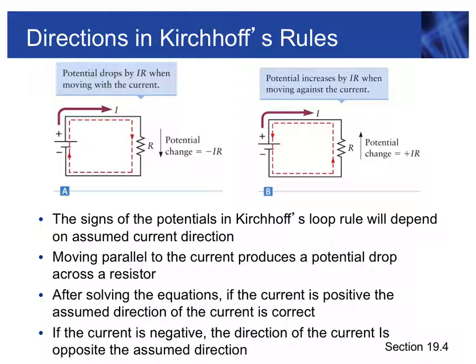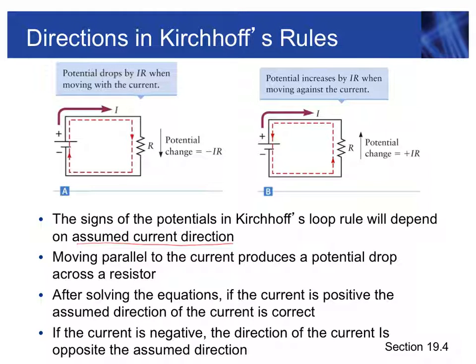Directions in Kirchhoff's rule. The sign of the potential in the Kirchhoff loop rule will depend on the assumed current direction. Assumed current direction, what does it mean? We assume that the current will go a certain way, and that will define our signs. We may be wrong in our assumption. This way, when we solve the circuit, we're going to get a negative sign, but it doesn't matter. It just means our assumption was wrong, but everything is correct, and our current will go in the opposite direction than assumed.